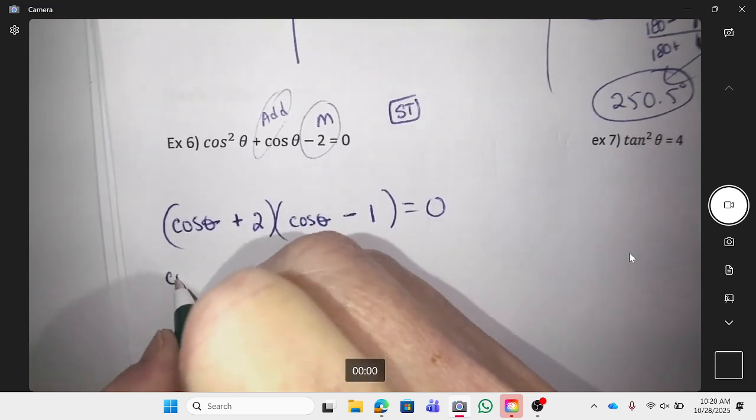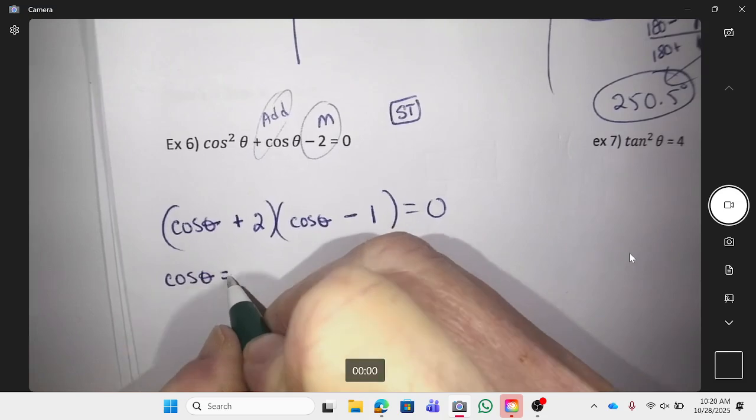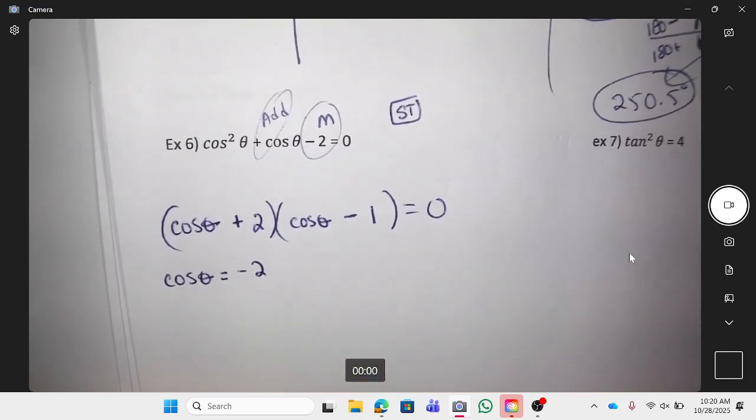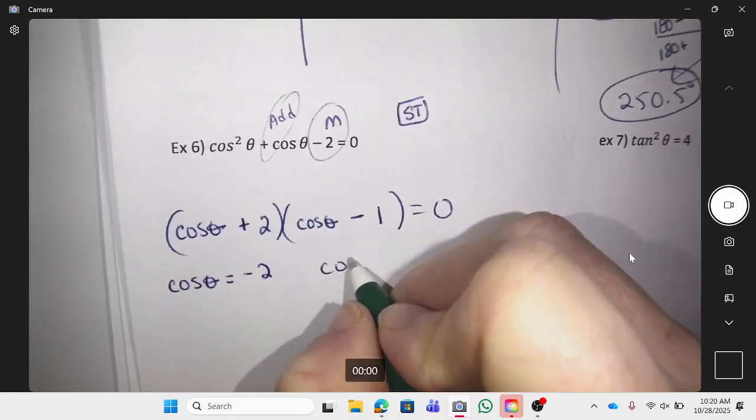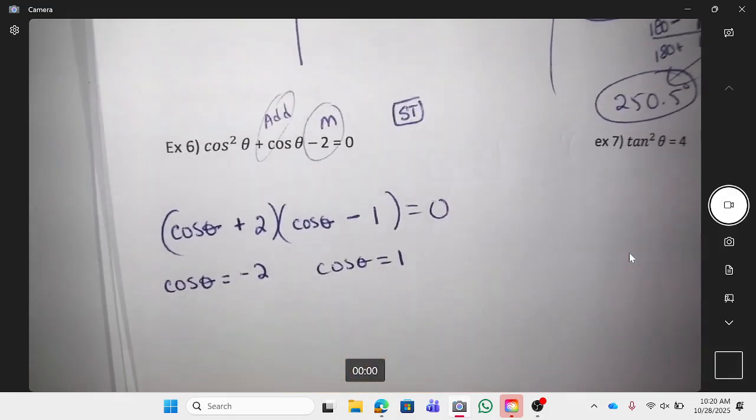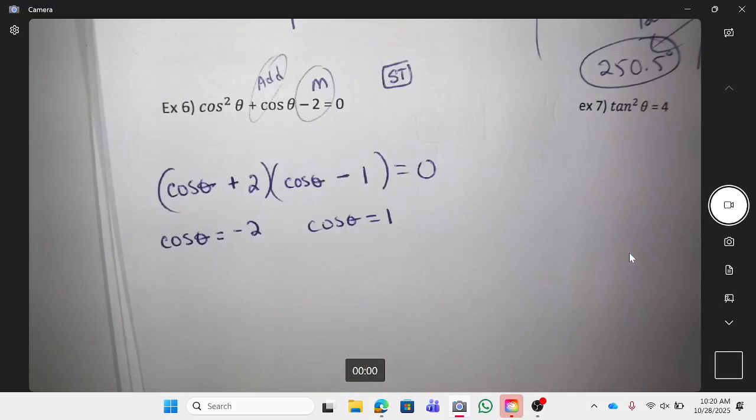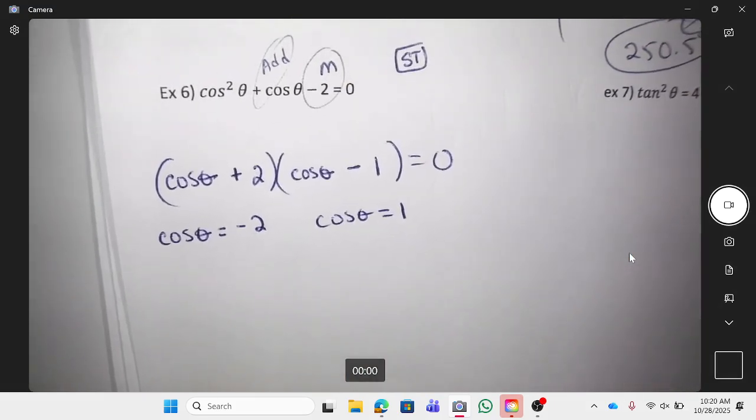Okay, so now, just like last unit, we're going to go cos theta equals -2, cos theta equals 1. Okay, we're doing the exact same stuff as last unit, except for we're not using just an x, right? We're just plopping something different in there. Okay, so this gives us 2 situations. So we're going to have to treat them separately, okay?